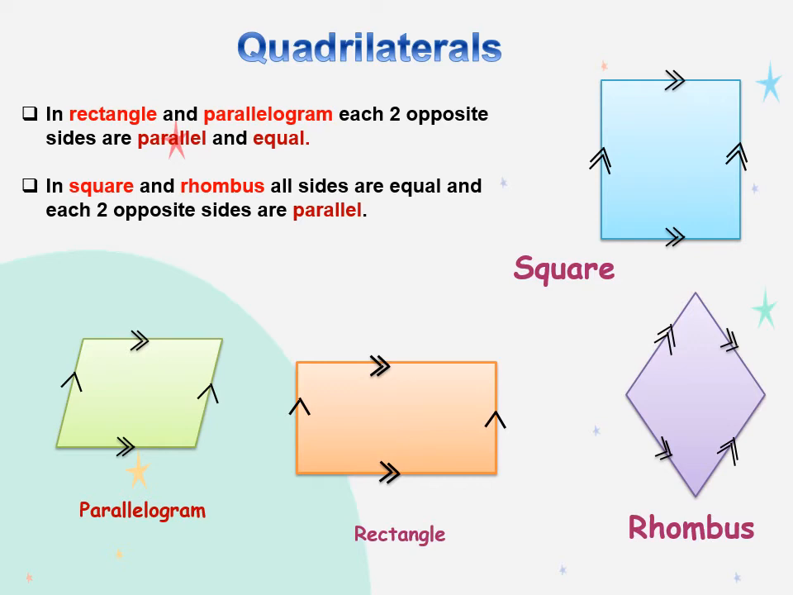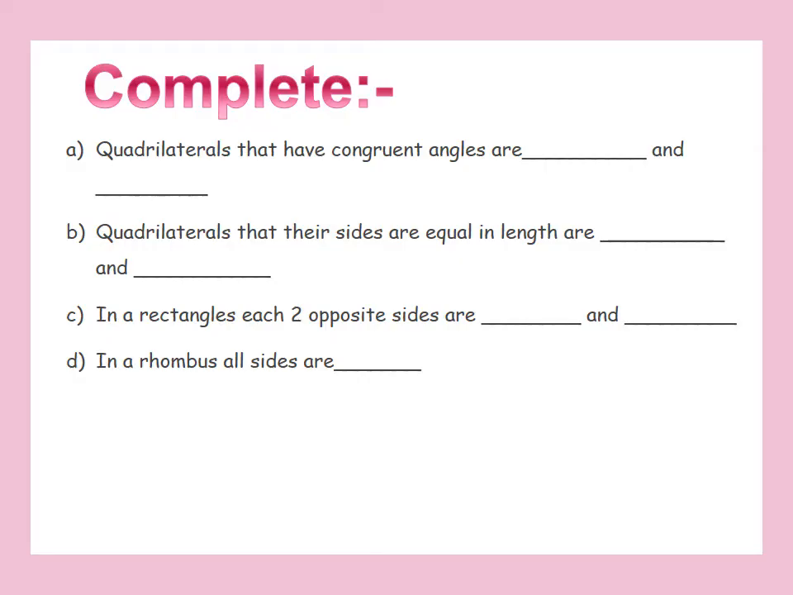In rectangle and parallelogram, each 2 opposite sides are parallel and equal in length. And in square and rhombus, all sides are equal in length, and each 2 opposite sides are parallel too. Okay? Go to our question.